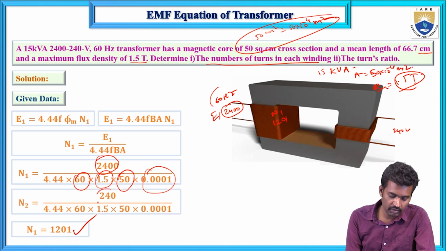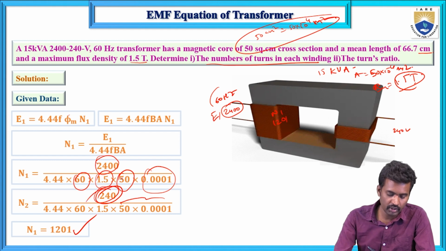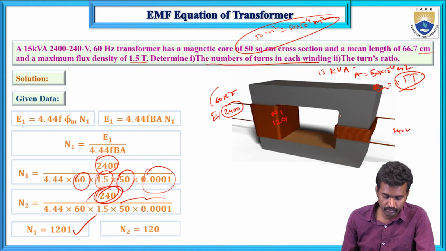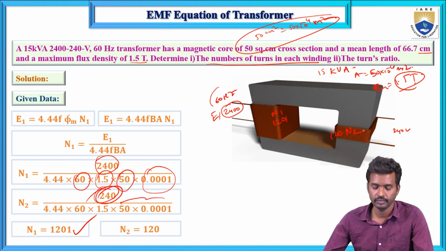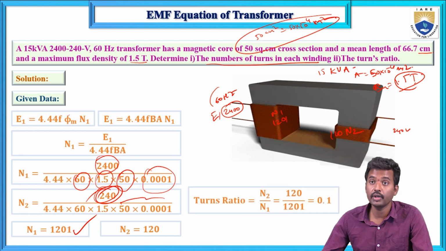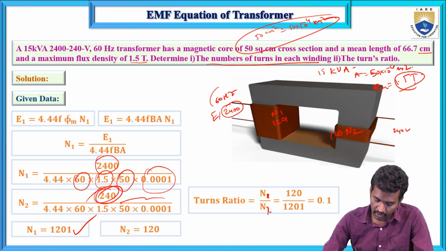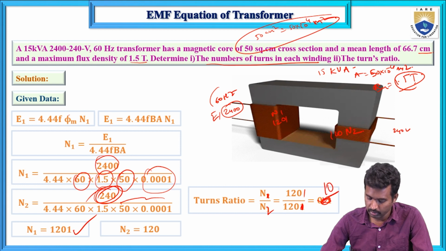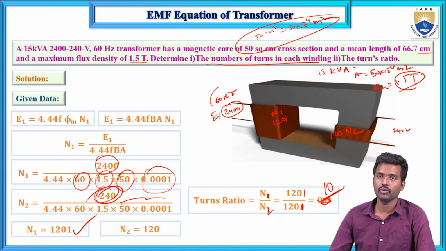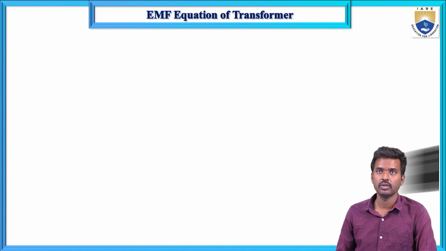Same way for the secondary winding, change N1 to N2 and E1 to E2, so that equals 120 turns in the secondary winding. Now the turns ratio equals N1 by N2. 1201 by 120 equals approximately 10. 10 only. There are no units for turns ratio.